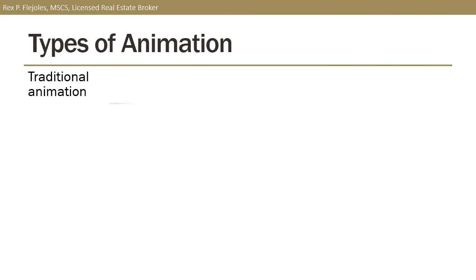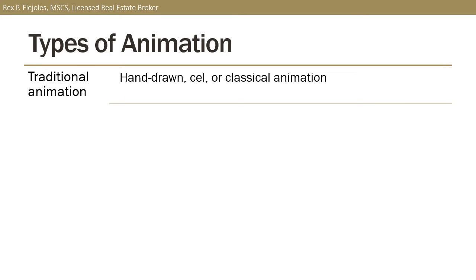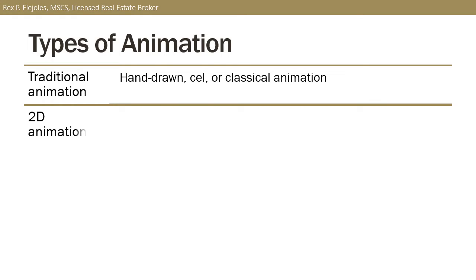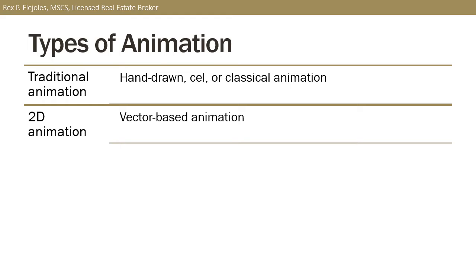Animation comes in various types. One is traditional animation. It is also known as hand-drawn, cel, or classical animation. In this type, every frame is hand-drawn for creating an animation image sequence. Another is 2D animation. 2D animation can fall under traditional animation like most early Disney movies such as Pinocchio and Beauty and the Beast. But there is something called vector-based animation that can be 2D without being traditional. The motions are controlled by vectors rather than pixels.